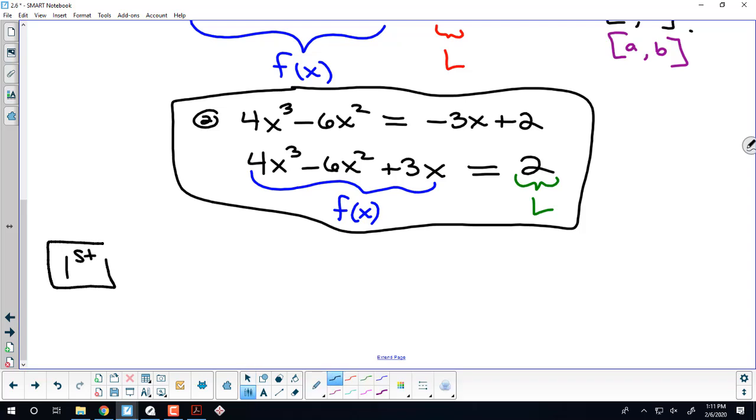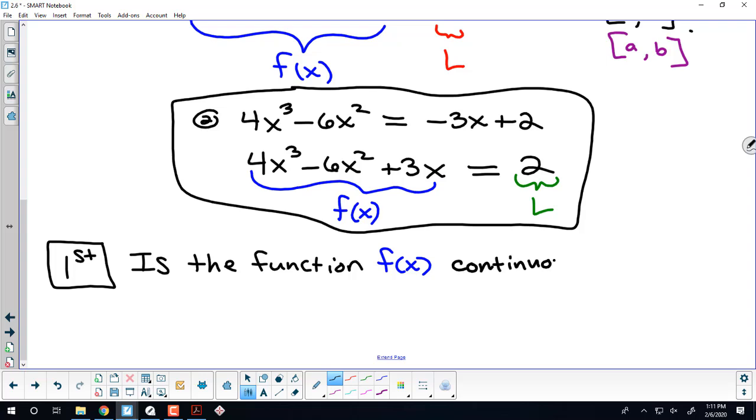So first, you always have to answer, is that function continuous on the given interval from 1 to 2? If you don't somehow justify that and use the theorem, then it's not fully correct.